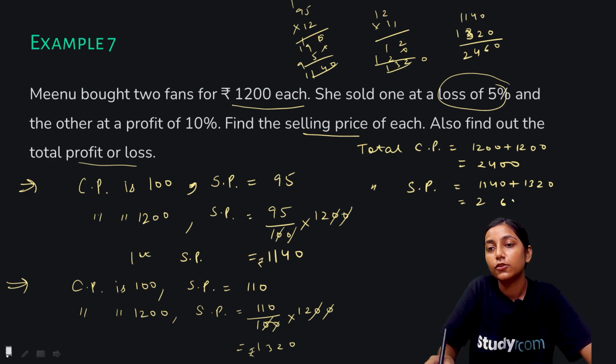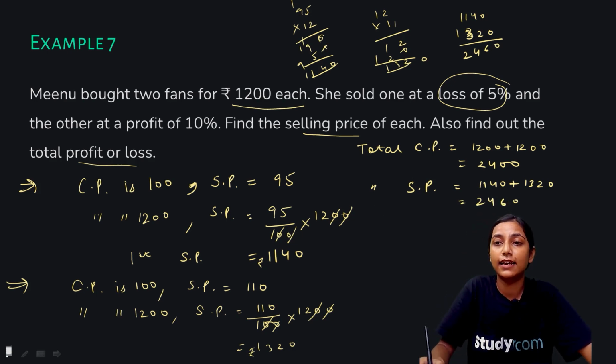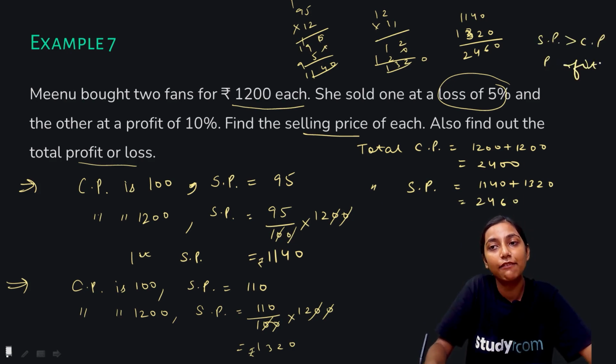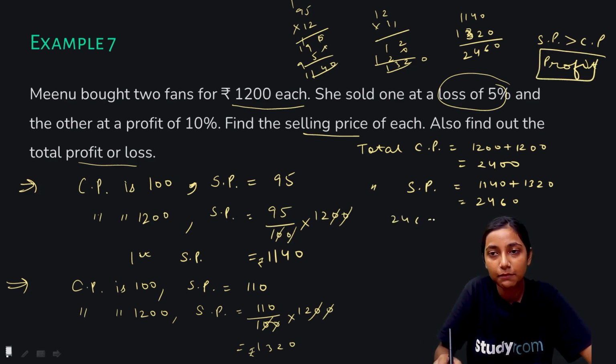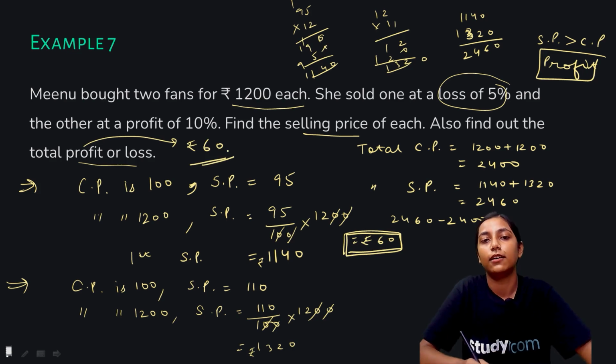2460. So here again you can see that selling price is greater than cost price. That is, again, this person is having a profit. Profit is 2460 minus 2400, that is rupees 60. So what is her profit? She is having a profit of rupees 60. How much is her total profit? Rupees 60. This is the total profit made by her.